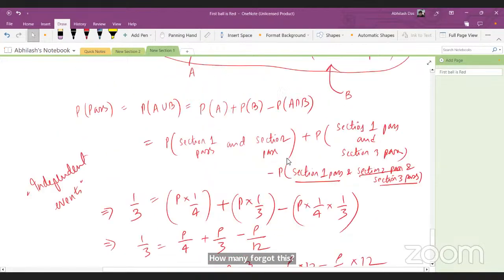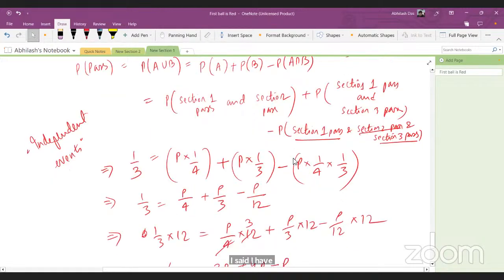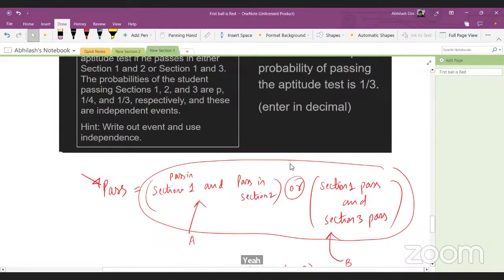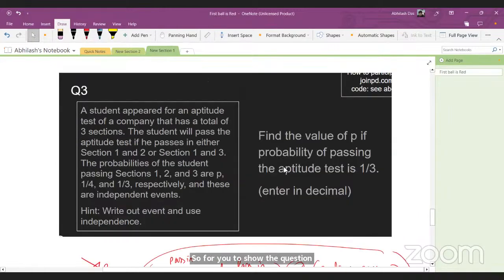Is there any doubt? Sir, I have a doubt. Could you just show the question once? See, the events are independent, right? So that's why we can write P of A intersection B as P of A into P of B.